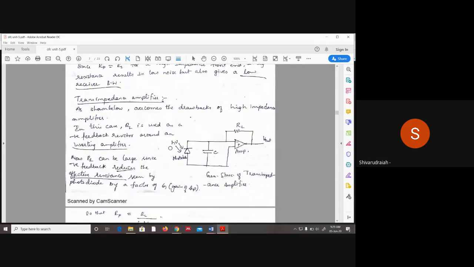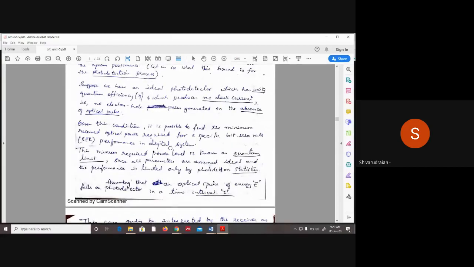So here we are assuming that this photodetector is an ideal photodetector which has unity quantum efficiency, and it is not producing any electron hole pairs in the absence of optical pulse. That means there is no dark current noise. Considering these two cases of photodetector, that is quantum efficiency equal to 1 and no dark current noise, it is possible to find the minimum received optical power that is required for a specific bit error rate. It's an important parameter which we need to understand, that is BER, bit error rate.